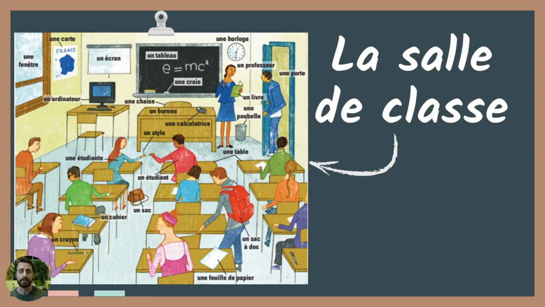I think it's a good idea to look at what the word starts with to decide if we're going to use the L apostrophe or we're just going to use le or la. So here we have un crayon would be le crayon. Une feuille de papier would be la feuille de papier. Une étudiante would be l'étudiante. Un étudiant would be also l'étudiant. So here we have the L apostrophe because those begin with a vowel sound.